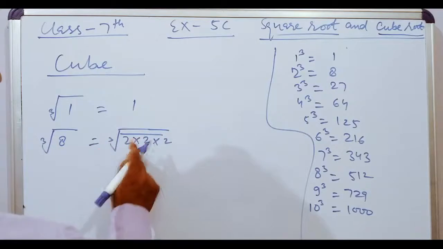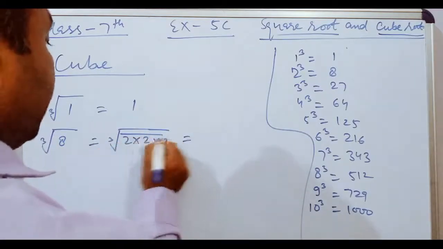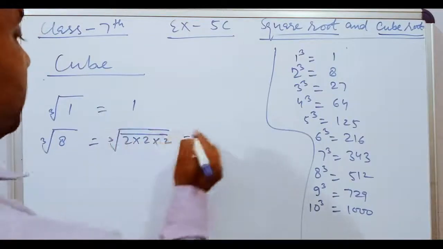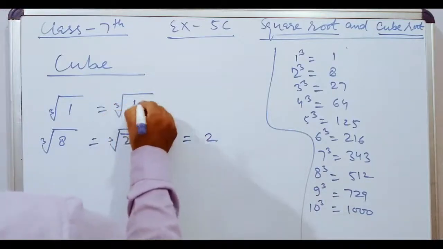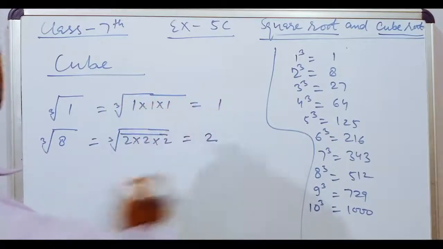And from the triplet of 3 2s, we will take out one 2. Triplet means 1, 2, 3. From the triplet of 2, we will take out 2. And like this, 1 into 1 into 1, triplet of 1 equal to 1.